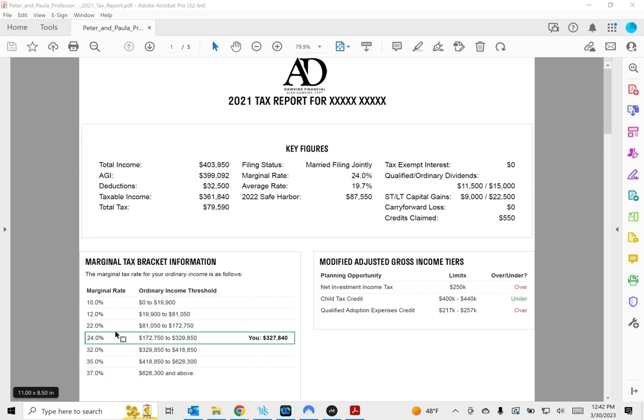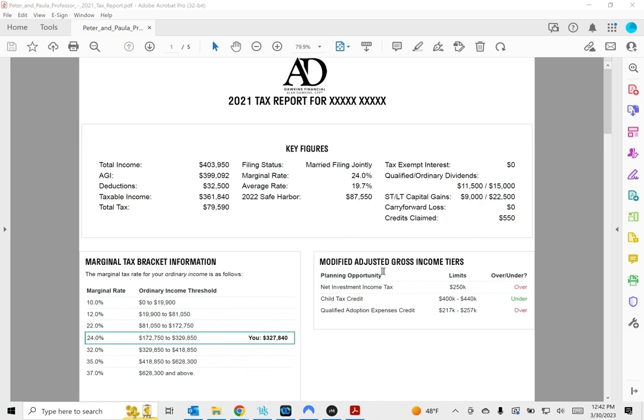And as a reminder, you wouldn't be in this scenario paying 24% tax because you're graduating through the 10% bracket for the first 19,900. Then a portion of your income would be at the 12%, again, the 22, topping out at 24, which would take that average rate in this case to 19.7.